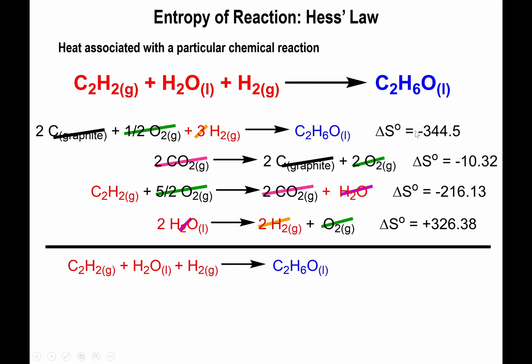And much like enthalpy, you end up adding up the values of entropy, which we've been changing along the way. So now that you can add all the equations together to yield the desired equation, you can finally add up the values of delta S together to give you the value of the reaction, in this case negative 244.57.